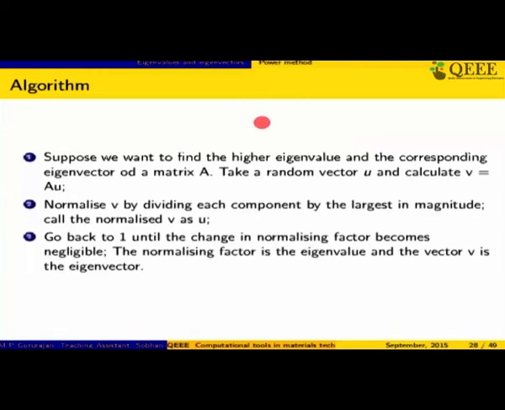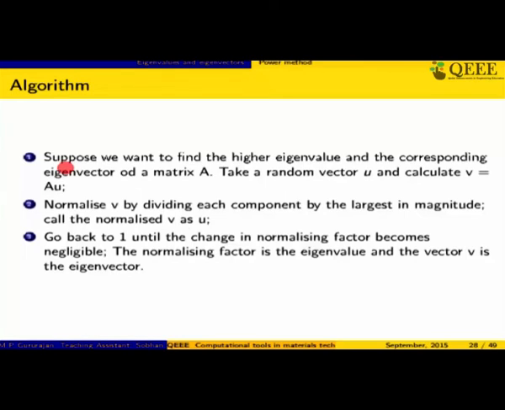We want to find the highest eigenvalue and corresponding eigenvector of a matrix A. We take a random vector u. We say v is equal to A times u. Now we normalize v by dividing each component by the largest in magnitude, and call the normalized v as u. So go back. Okay, so what is the algorithm?